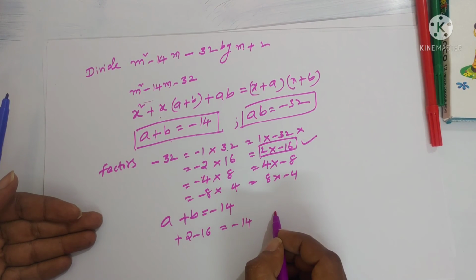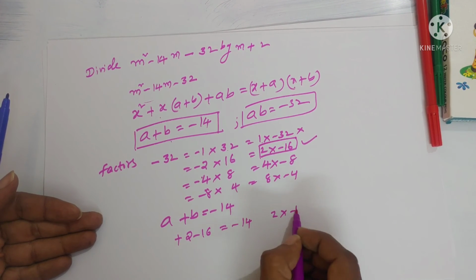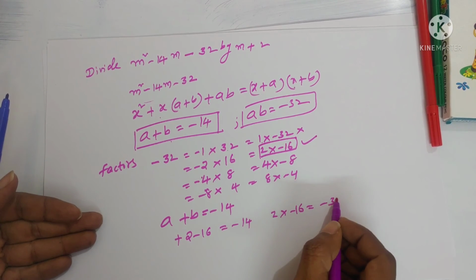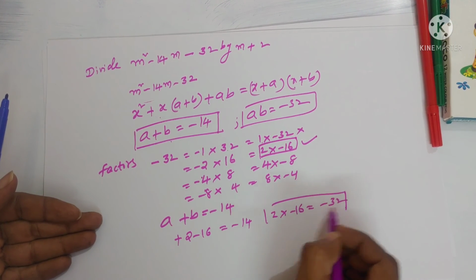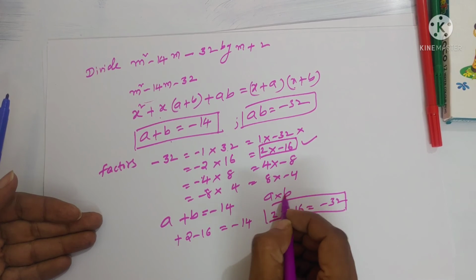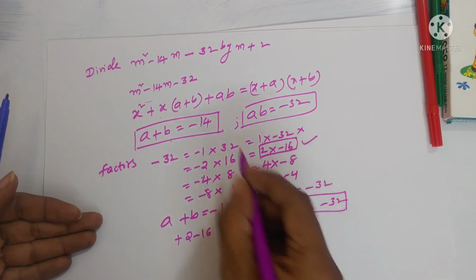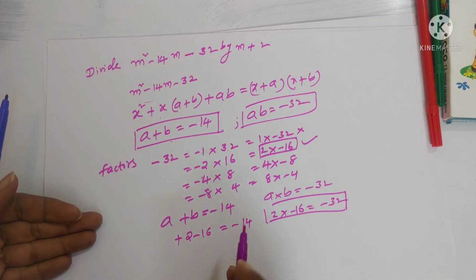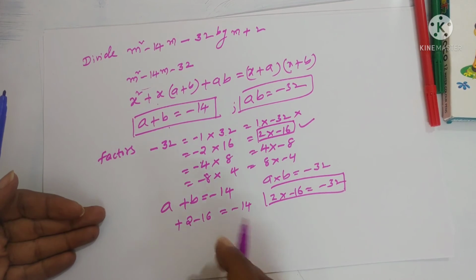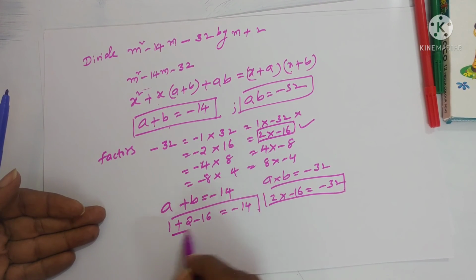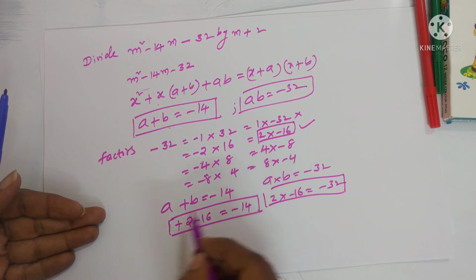And again immediately multiply: 2 into minus 16 is minus 32. Just for verification only, you have to check the minus 32 immediately. Be careful whenever you get minus signs. At that time you have to do this verification compulsorily.